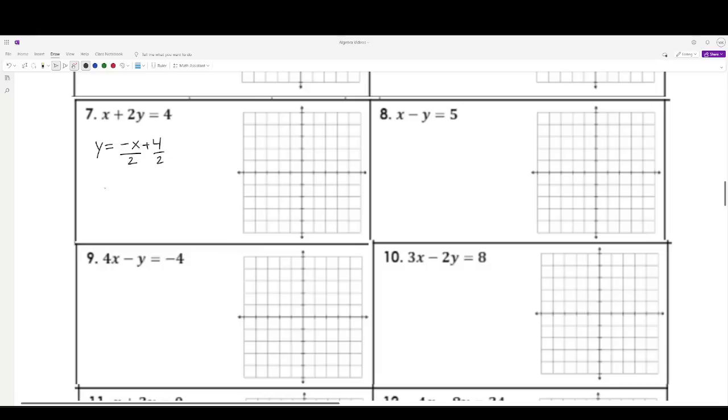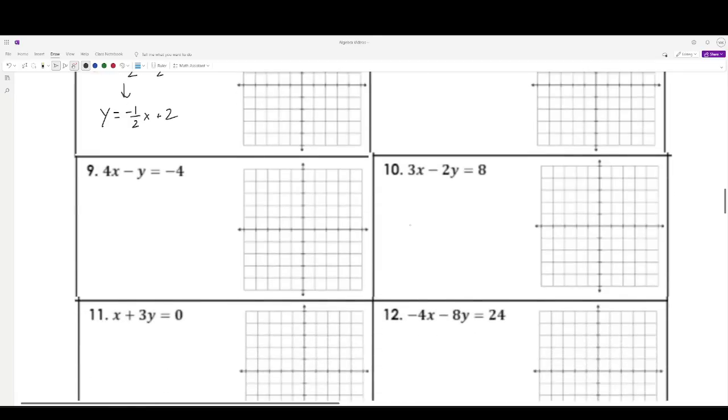Remember that negative x over 2 is better written as negative 1/2 x plus, and then 4 over 2 is 2. So there's always a hidden coefficient of 1 in front of that x. It sometimes gets confusing when we don't see the 1. We forget that it's there. But this is negative 1 over 2, so my rise is negative 1. I'll be going downhill, and my run is 2.